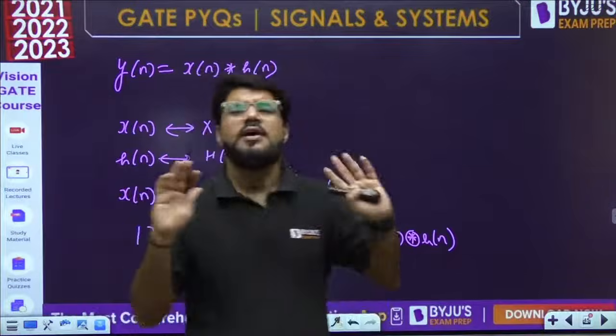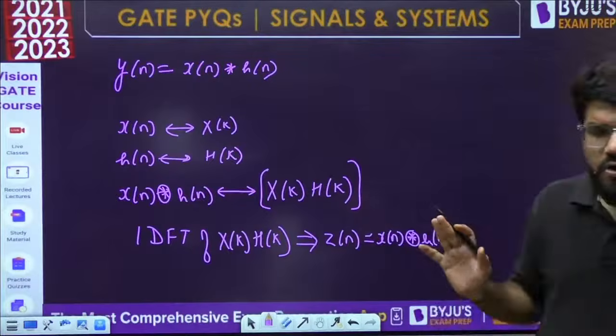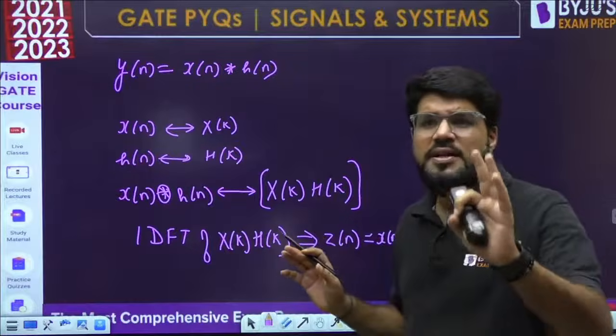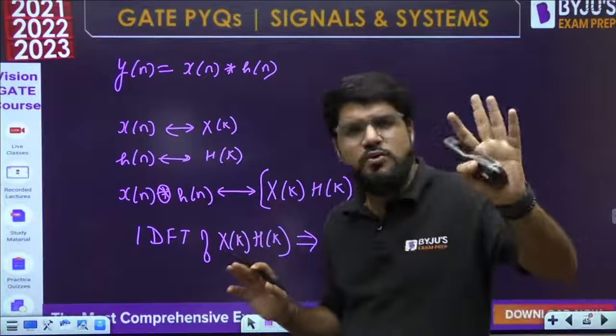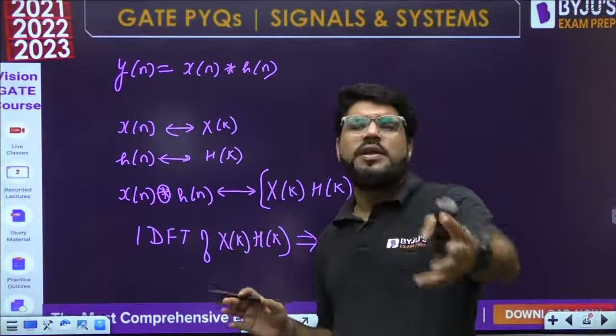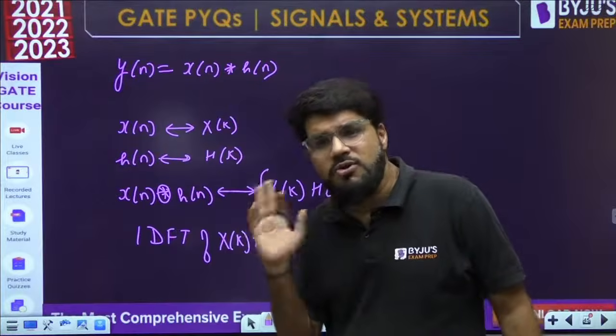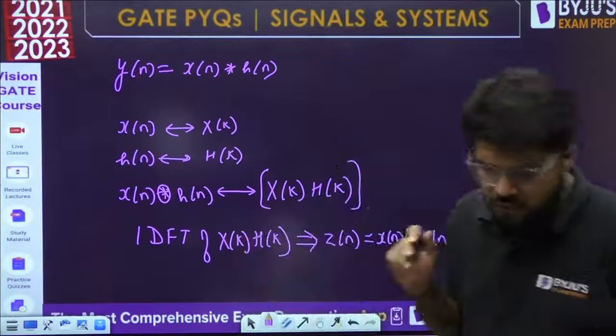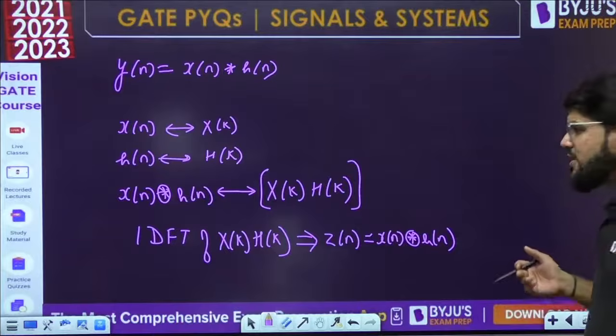DFT fundamentals will be clear if you're not clear, because DFT, at least for the EC branch, is a fixed question. Mostly 2 marks, but sometimes 1 mark. Almost every year DFT or topics relating to DFT, like DTFS and all, you can assume is a fixed question. So please, if you're not aware, watch that session.